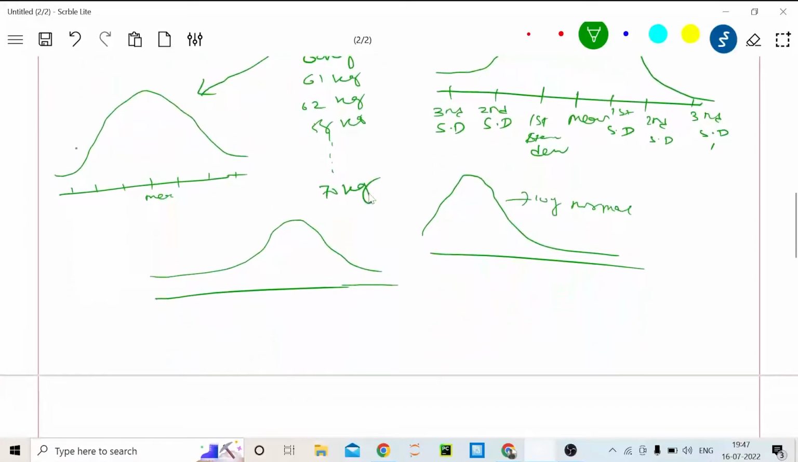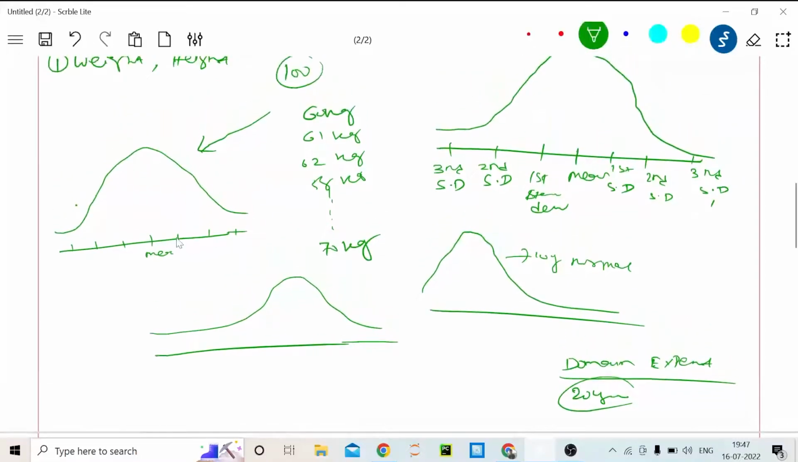It is not I who am telling you, it is told by the domain expert. Who is the domain expert? The person who has been working for the past 20 years and has a lot of experience in this field. They have told us that height and weight always follow the Gaussian distribution. That means your mean is where most of the data is. In here you may say there are many students whose weights fall in this range.